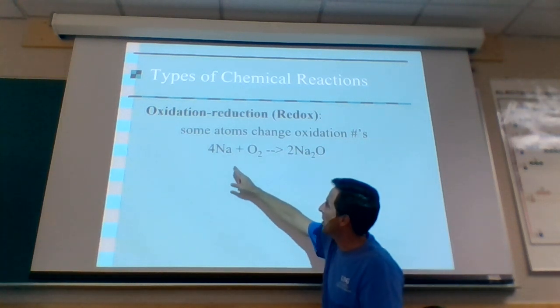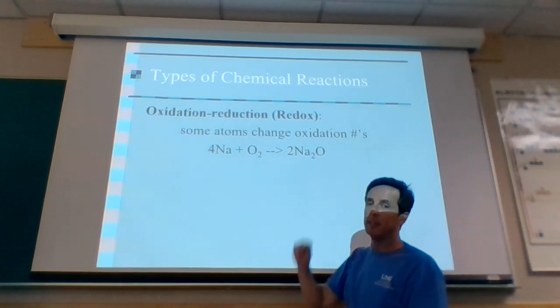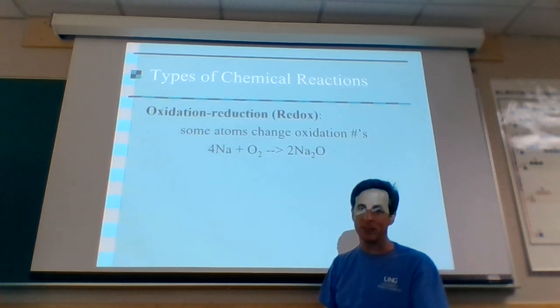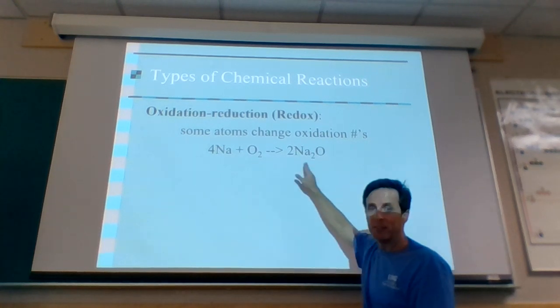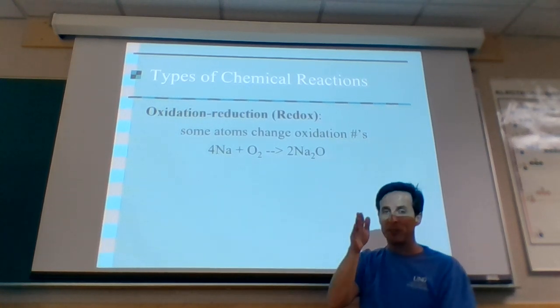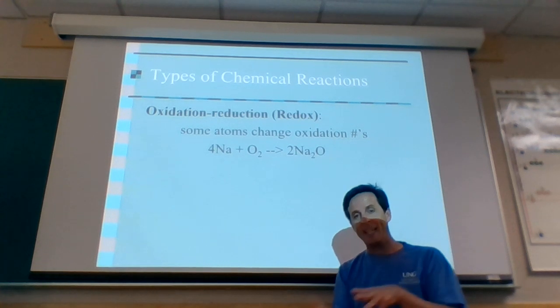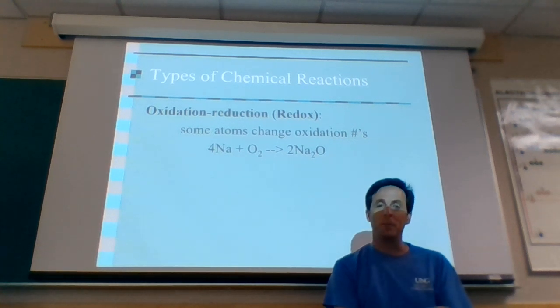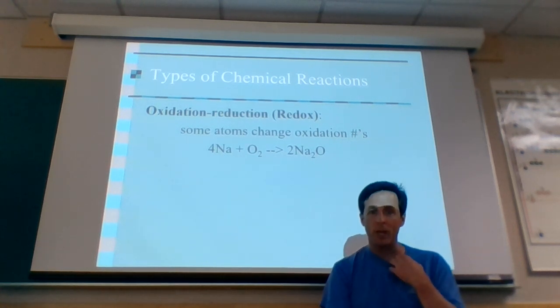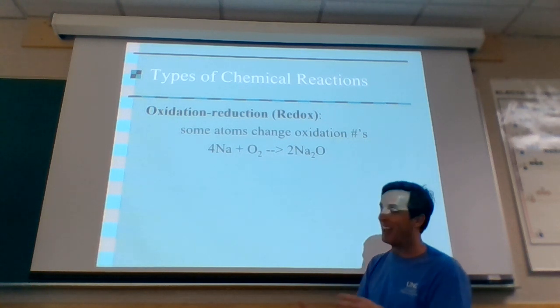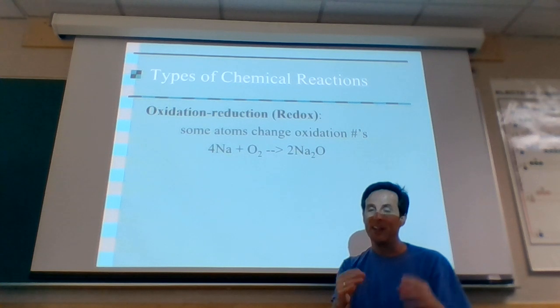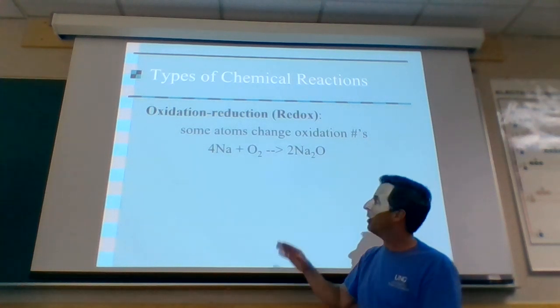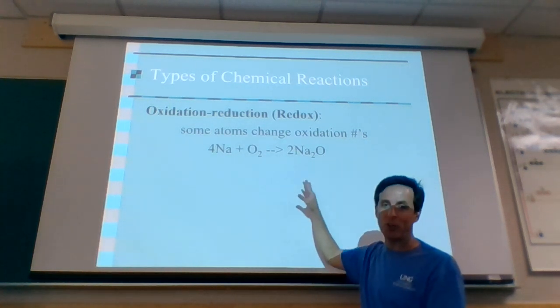So sodium's charge goes from 0 to +1. Sodium is being oxidized in this reaction. Oxygen is going from 0 to -2. If it goes from 0 to a negative number, that's going down. So oxygen is being reduced. Okay, so by learning it this way, the oxidation reduction process, we're trying to understand more about how this reaction actually occurs.